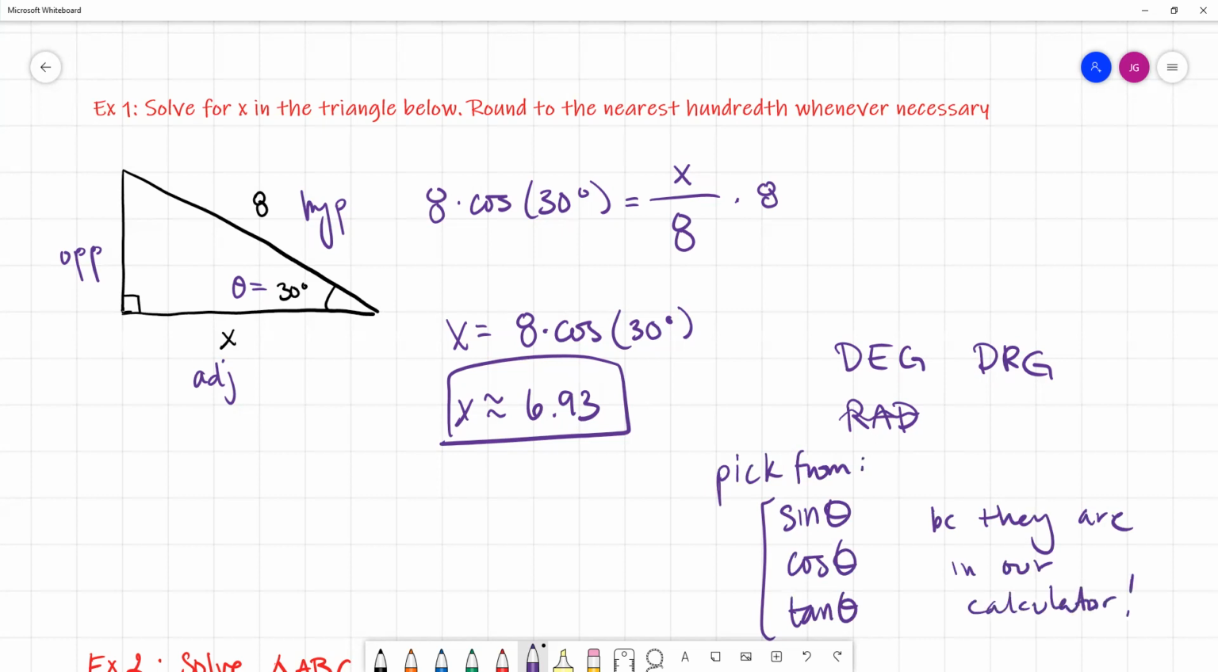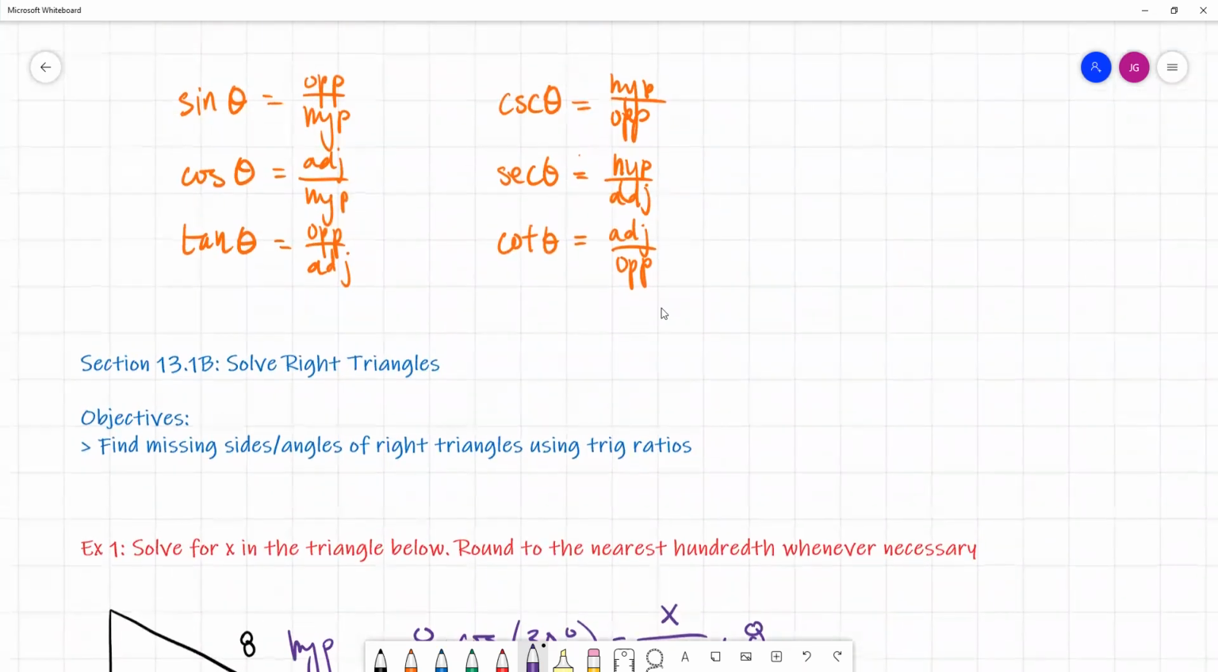Okay, so we're going to primarily pick from these three. Now we can use cosecant, secant, and cotangent, because if I wanted to calculate the cosecant of 30 degrees, that would be the same as doing 1 over the sine of 30 degrees because they're reciprocals, right? But that's a lot more work than maybe using the sine function, okay?